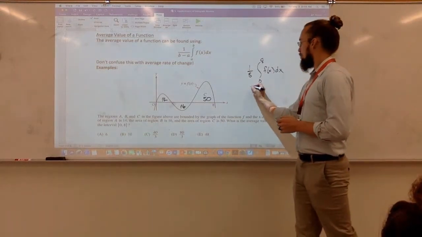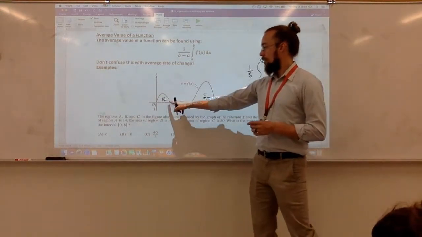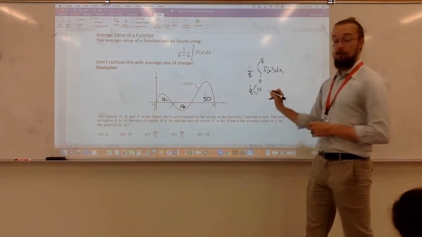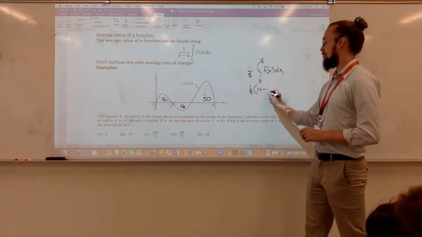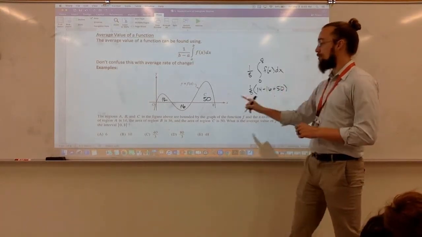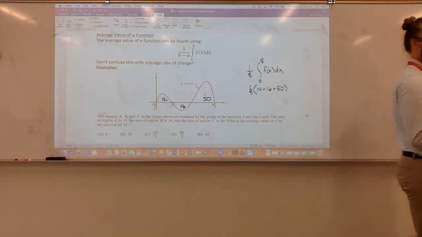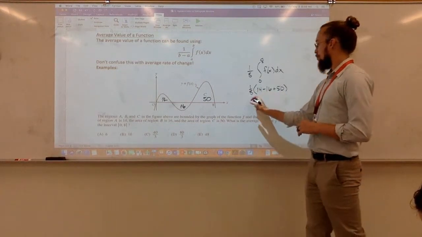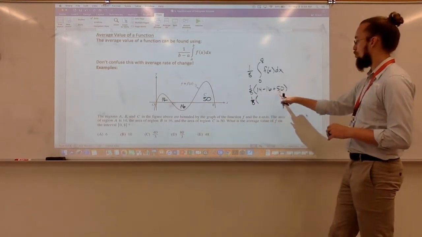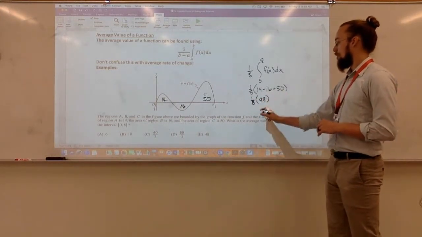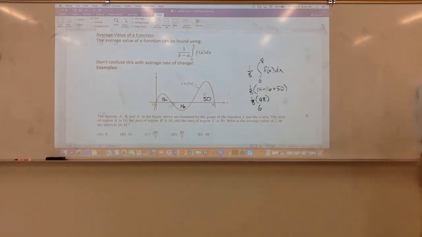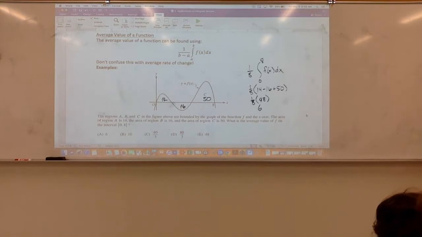So this would become 1/8 times 14 minus 16 plus 50. The 16 is negative because that's area below the x-axis. So we just get 1/8 times negative 2 plus 50 is 48. So 1/8 times 48 is 6. Questions on average value?